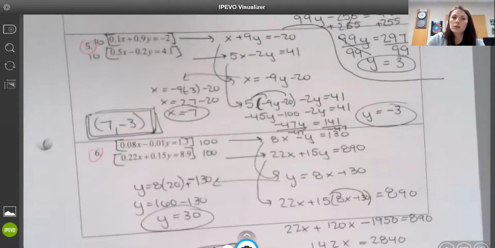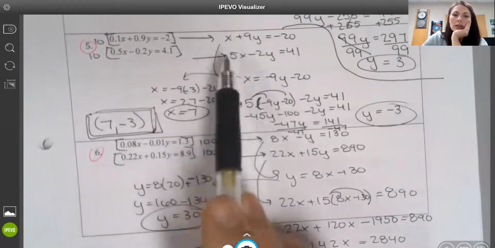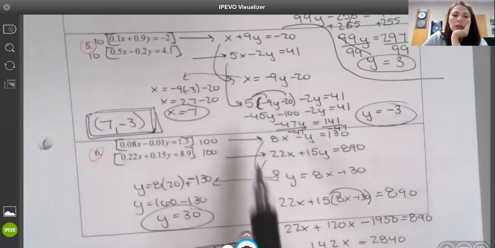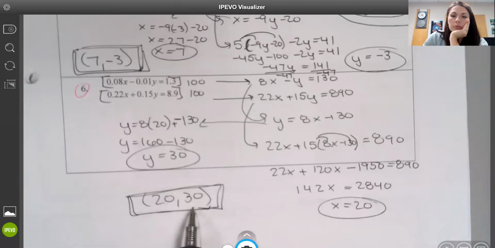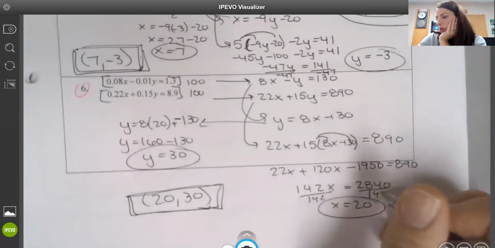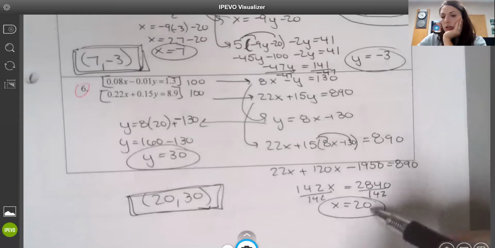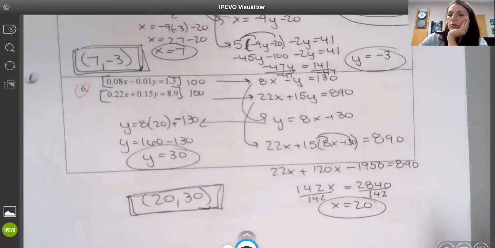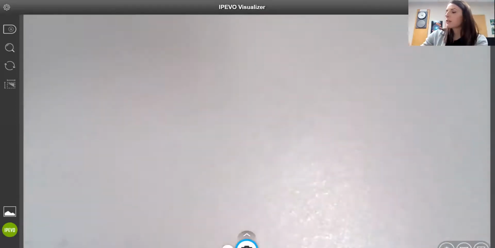Okay, so let's look at our two systems here. On 5, I get 7, -3, and if you need to pause it and kind of look at my work here, you can do so. And on 6, I have 20, 30. I get some larger numbers here, but it does work out nicely in the end, 142. Okay, I can see that that's just doubled, and add a 0, 20. Okay, doable, larger numbers.